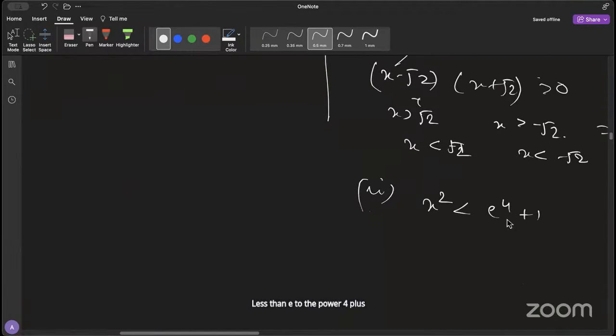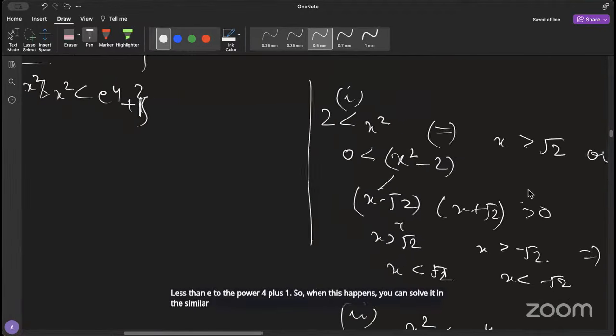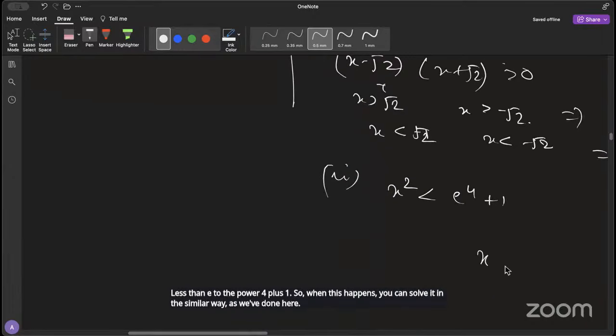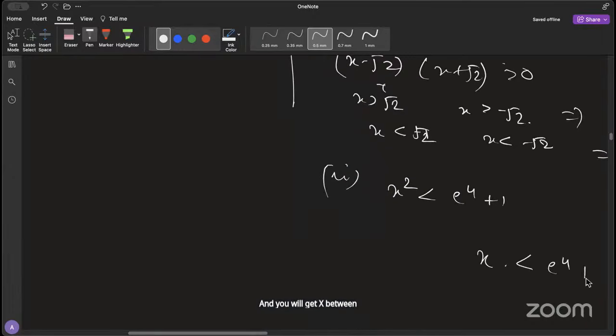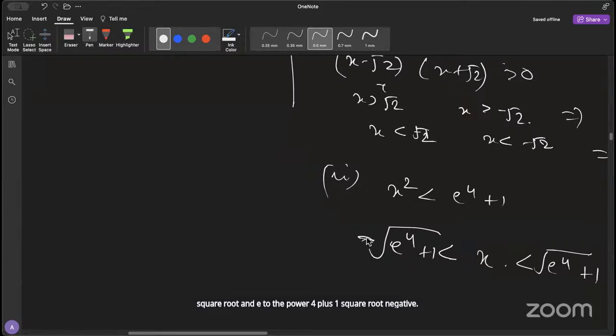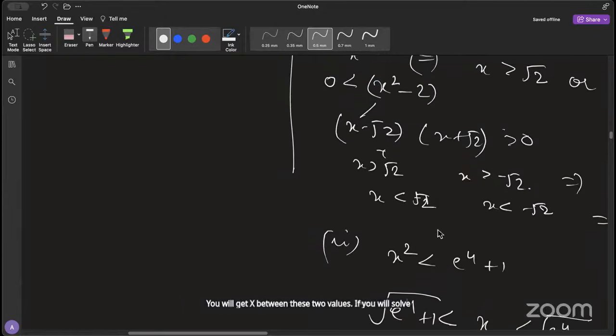When this happens, you can solve it in a similar way as we've done here, and you will get x between the square root of e to the power 4 plus 1 and negative square root of e to the power 4 plus 1. You will get x between these two values if you solve this equation the same way as this one.